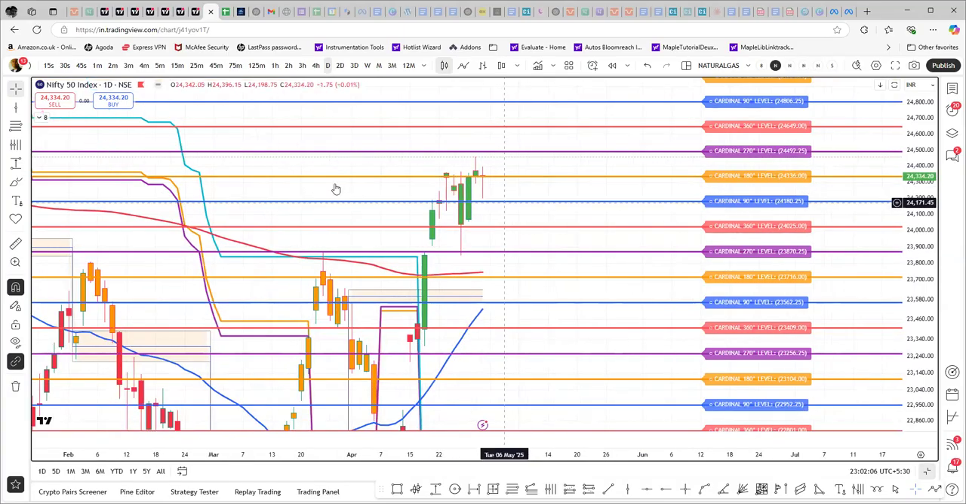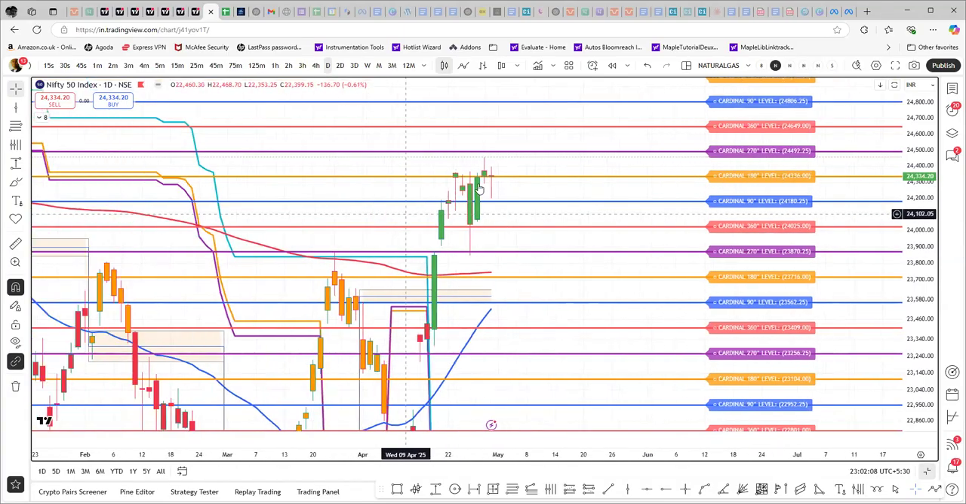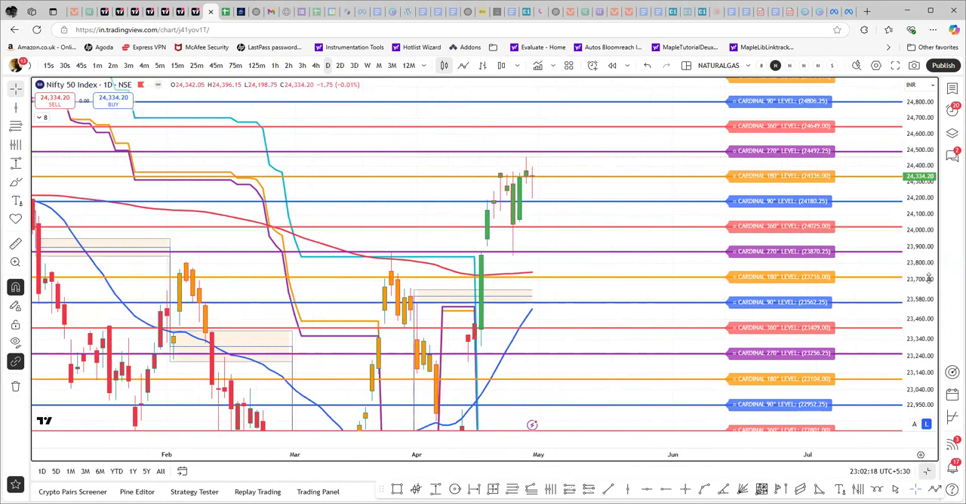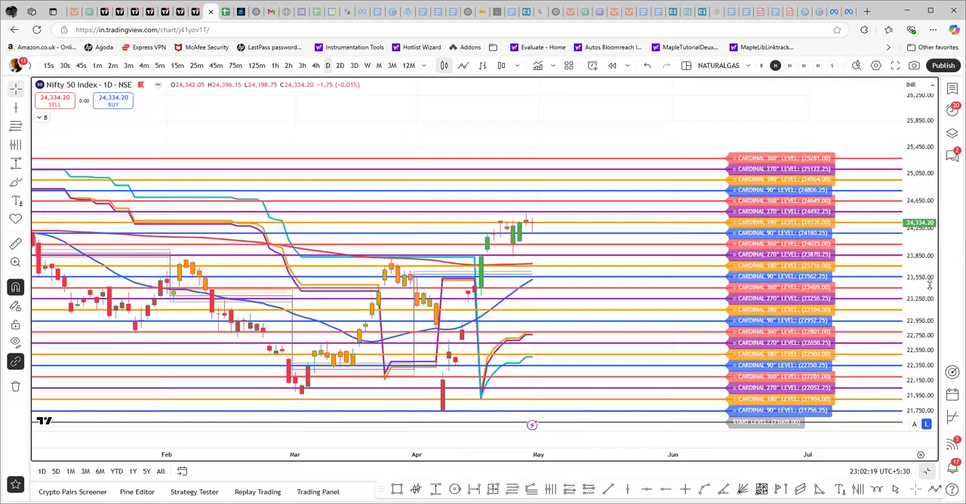Intraday, it has shown a lot of volatility, but where has the closing been? Closing has still been above this level. So I need a closing below this to short. I need a closing above this to go long. If I'm talking of fresh positions.